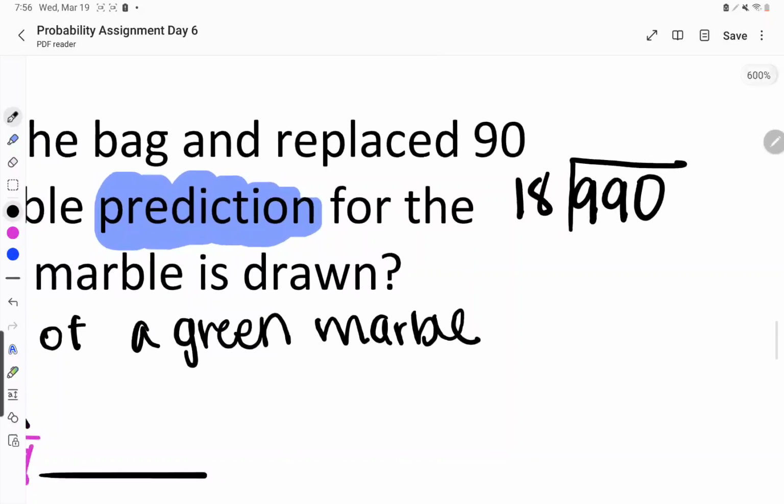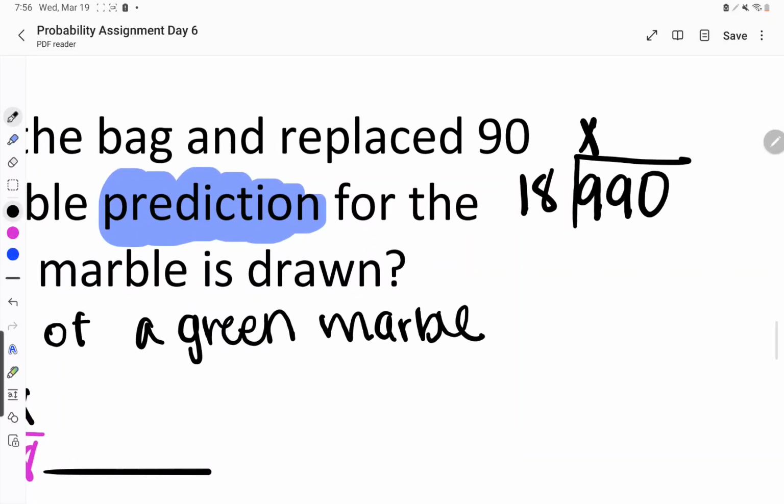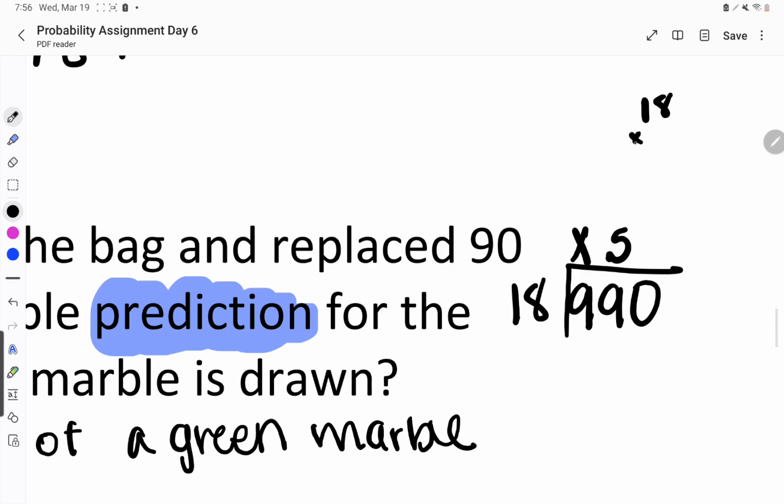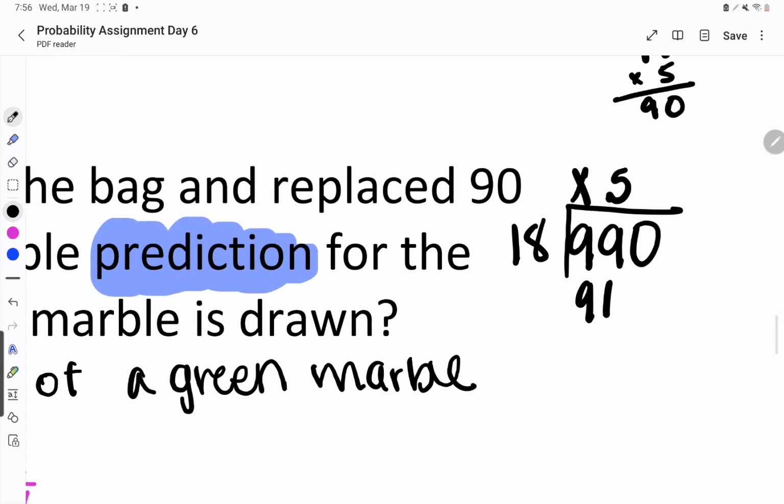18 does not go into 9, but it does go into 99. 18 is about 20, and 99 is about 100, and 20 goes into 100 5 times. Now I'm going to do 18 times 5. 8 times 5 is 40, so write down a 0, carry my 4. 5 times 1 is 5, plus 4 is 9. So that gives me 90. Subtract, that gives me 9.